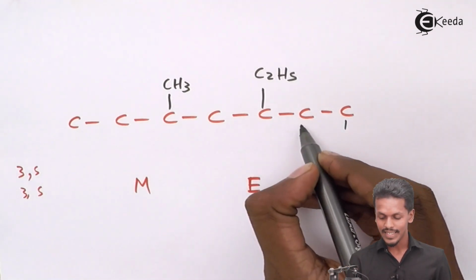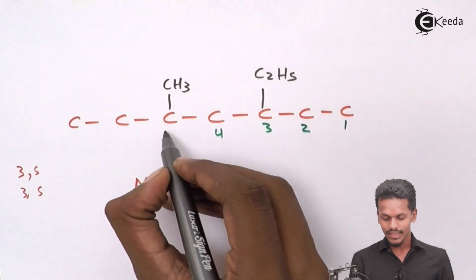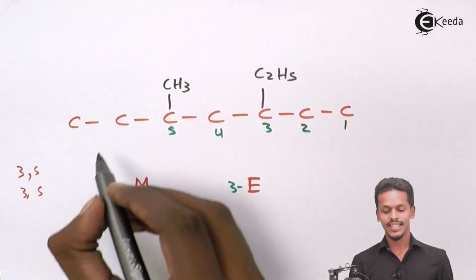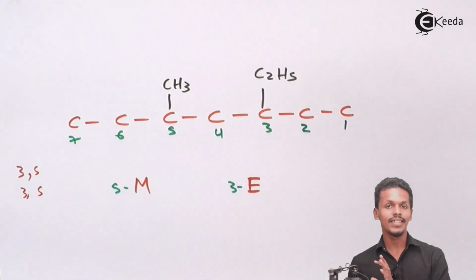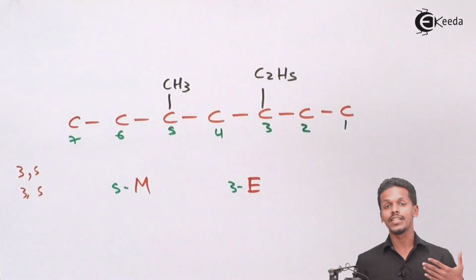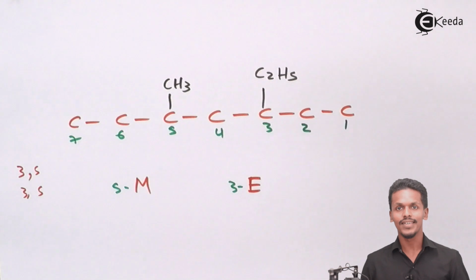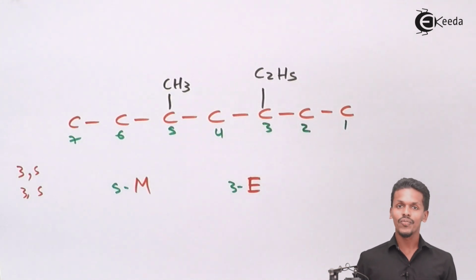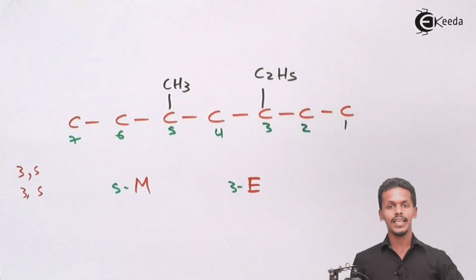So this will be first, second, third, fourth, fifth. That is the reason we start the numbering from that corner, where the alkyl group which comes first alphabetically gets the lowest number. So this is the 8th rule that we have studied. Now let us go further and see the next rule.